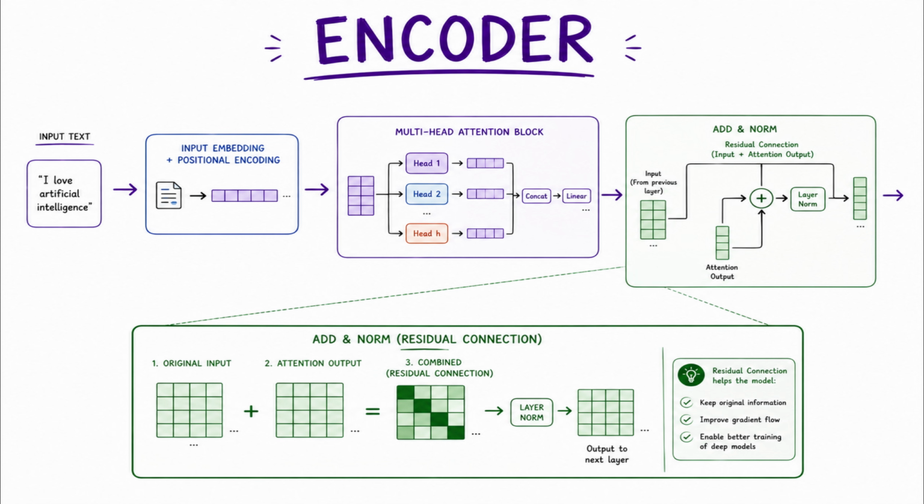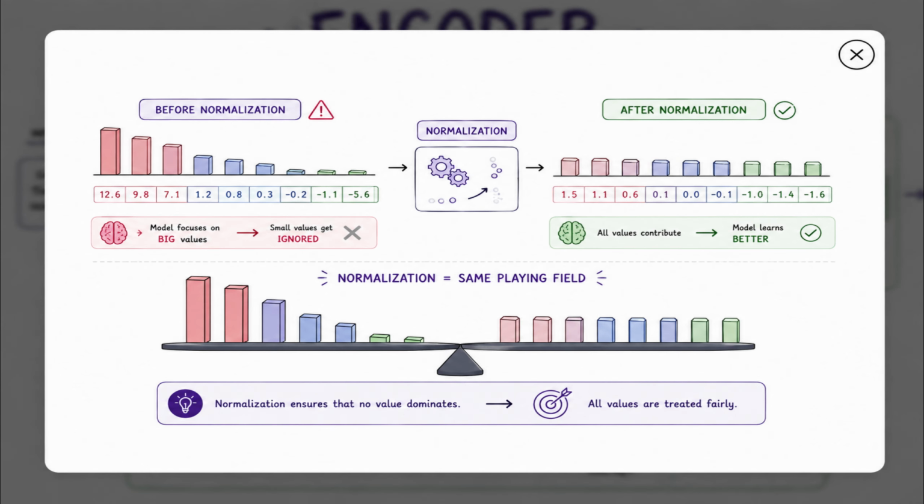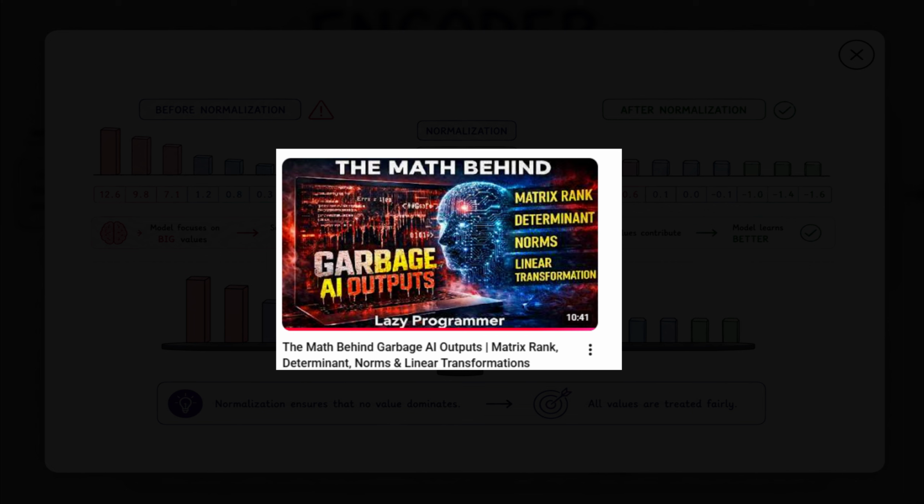Now, norm is responsible for normalizing the values. It is possible that after transformations, some values may become very big and some may become very small. So for such cases, the algorithms may become biased towards the bigger values and completely ignore the smaller ones. Normalization is a process to bring all the values on the same playing field. If you want to learn more about norms, I have already covered it in detail previously. So you can check out the video in this playlist.